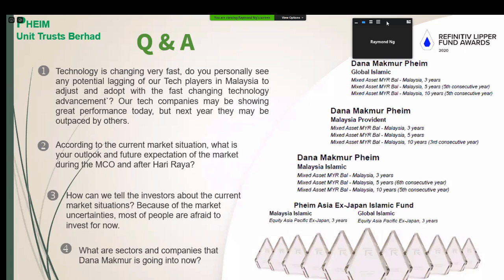So we'll move into Q&A. As I mentioned earlier, we have 9 questions. So I think Dr. Tan is already in line. I think the first question that is being posed is, technology is changing very fast. Do you personally see any potential lagging of our tech players in Malaysia to adjust and adopt to the fast-changing technology advancement? Our tech companies may be showing great performance today, but next year they may be outpaced by others. So Doc, would you mind answering that?